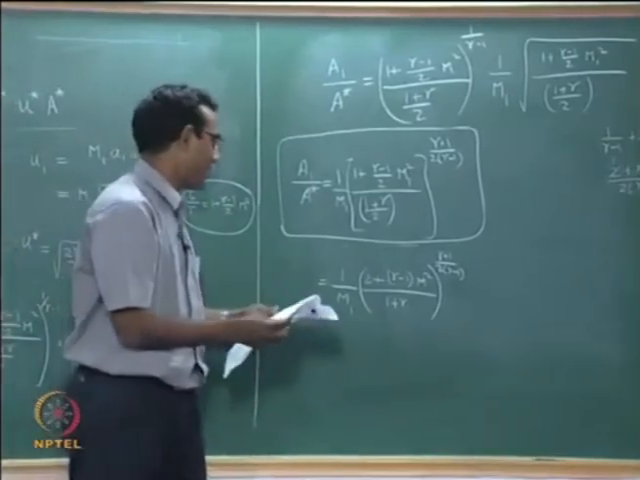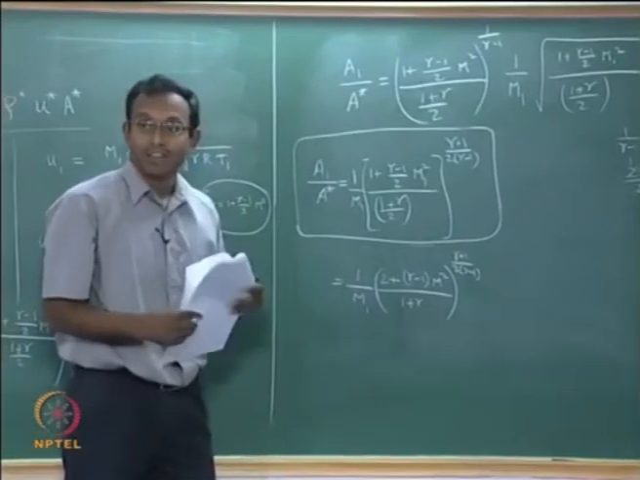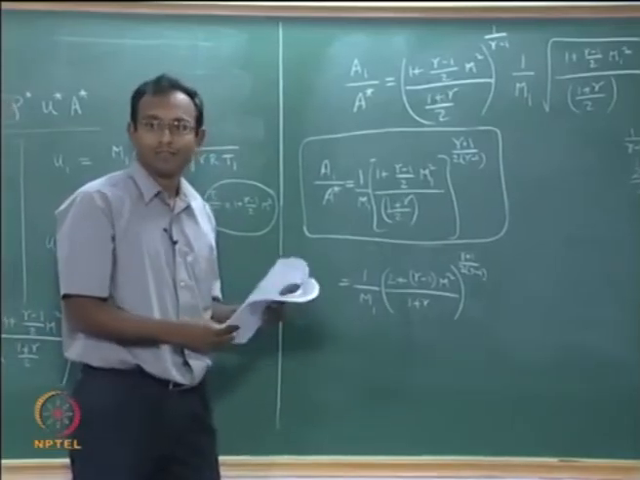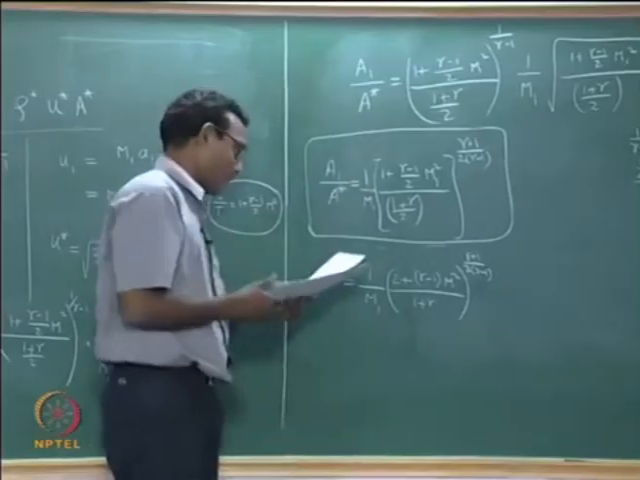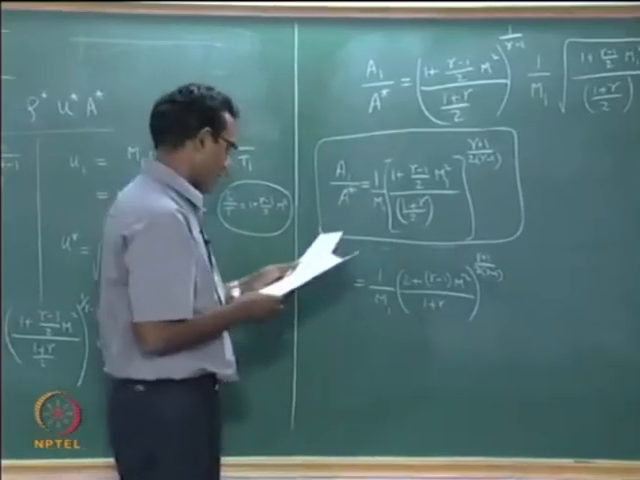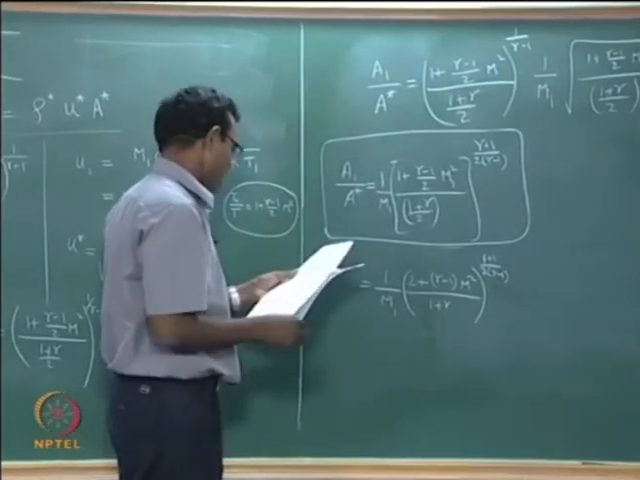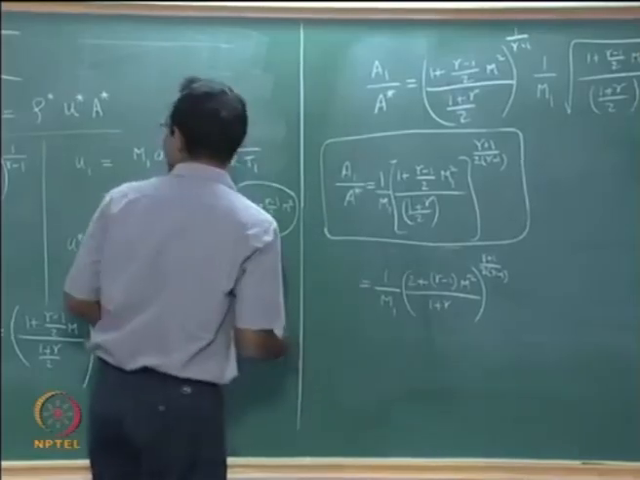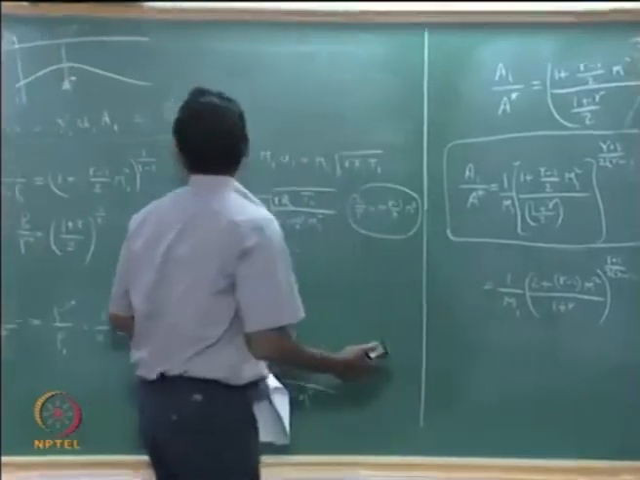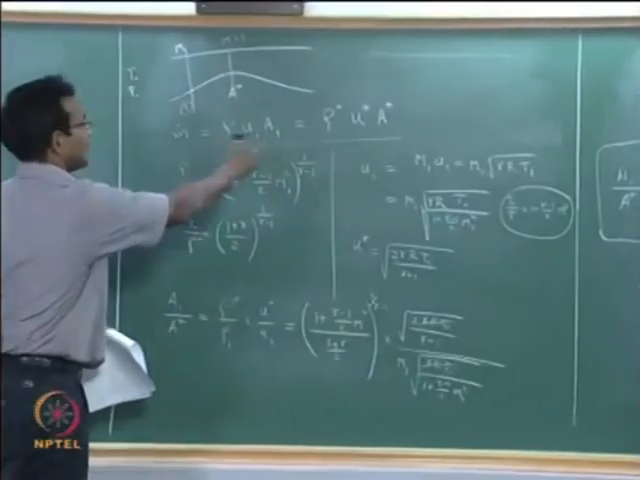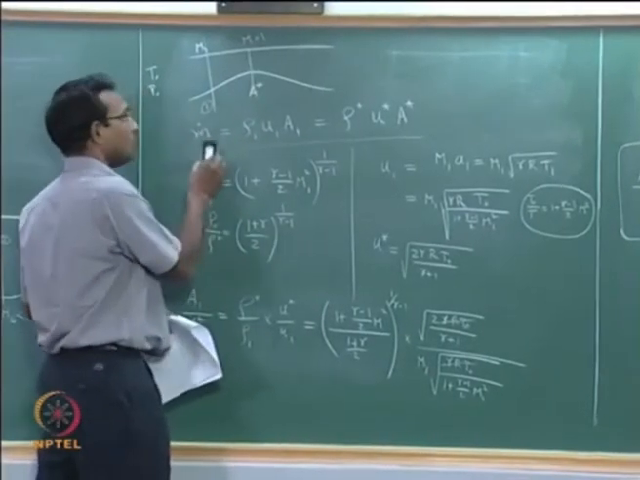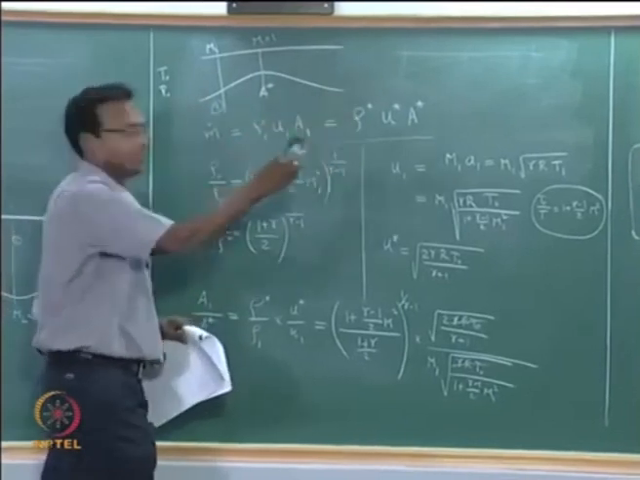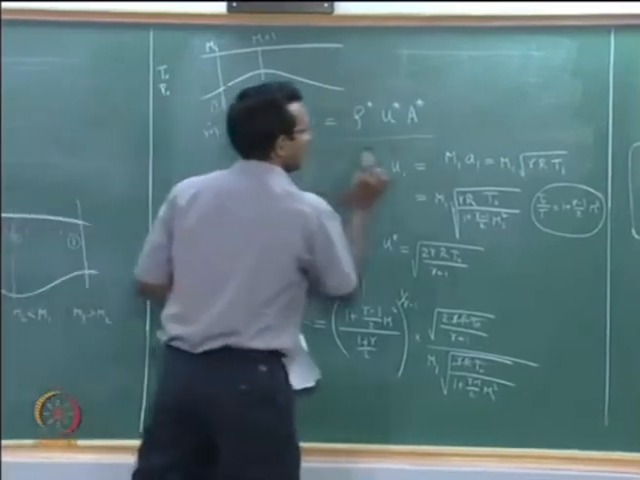This is called the area Mach number relationship, very useful in calculating Mach numbers at different points in your duct. This is your area Mach number relationship. The next thing we want to do is go back and substitute it in this expression. I will just use this expression here. I will erase this. I want to find the mass flow rate through my duct. I will erase this.